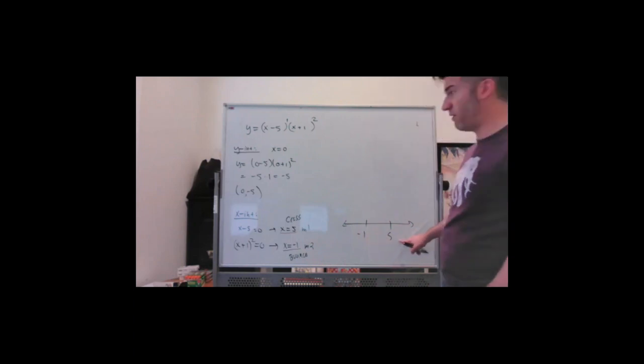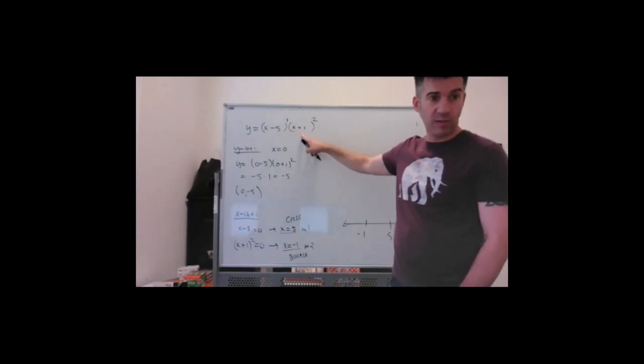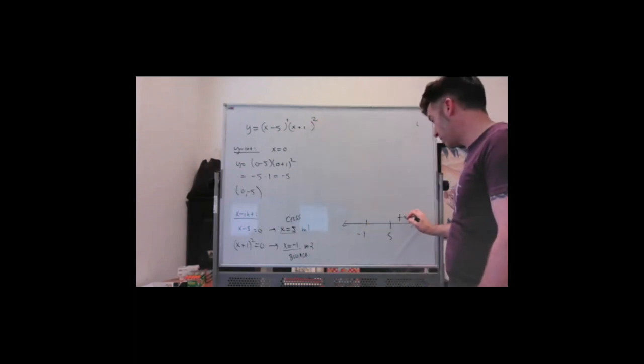You can pick a number larger than 5, like 6. Plug it in and see that 6 minus 5 is positive. 6 plus 1 squared is positive, and positive times positive is positive.